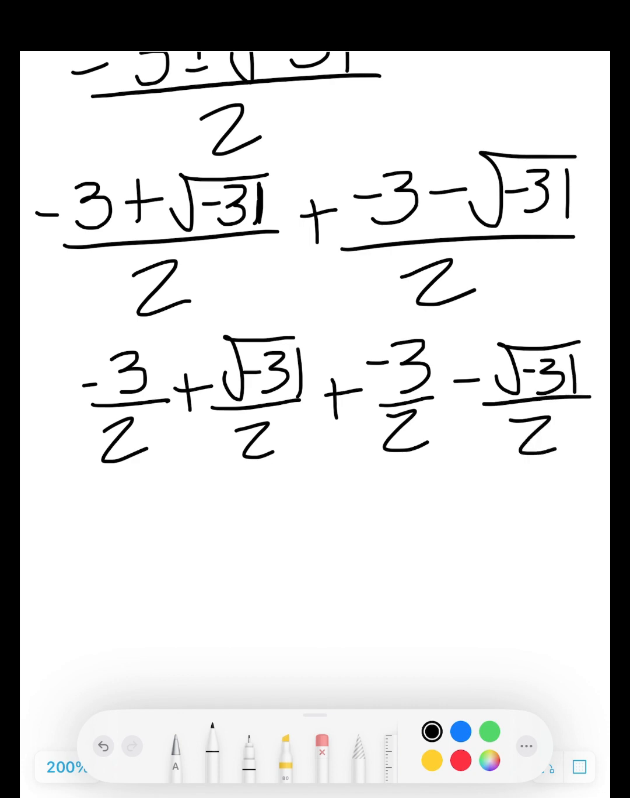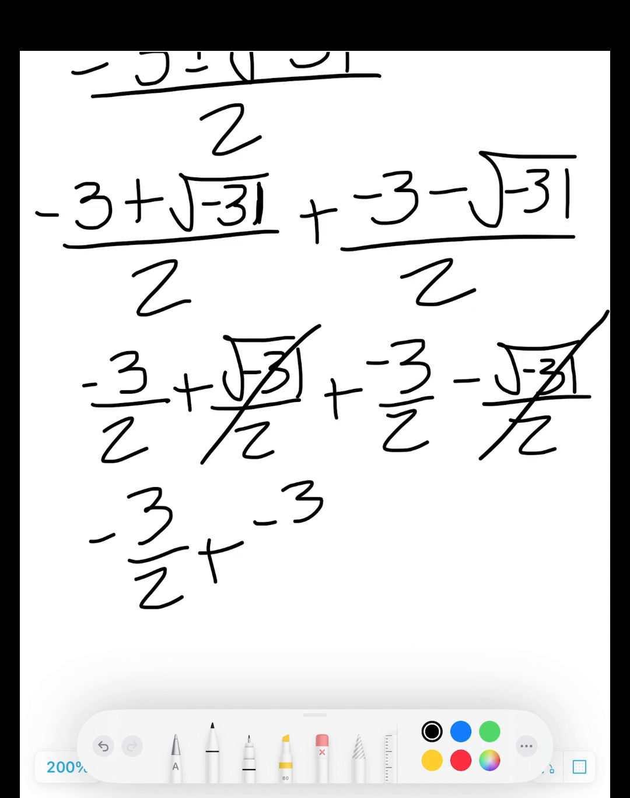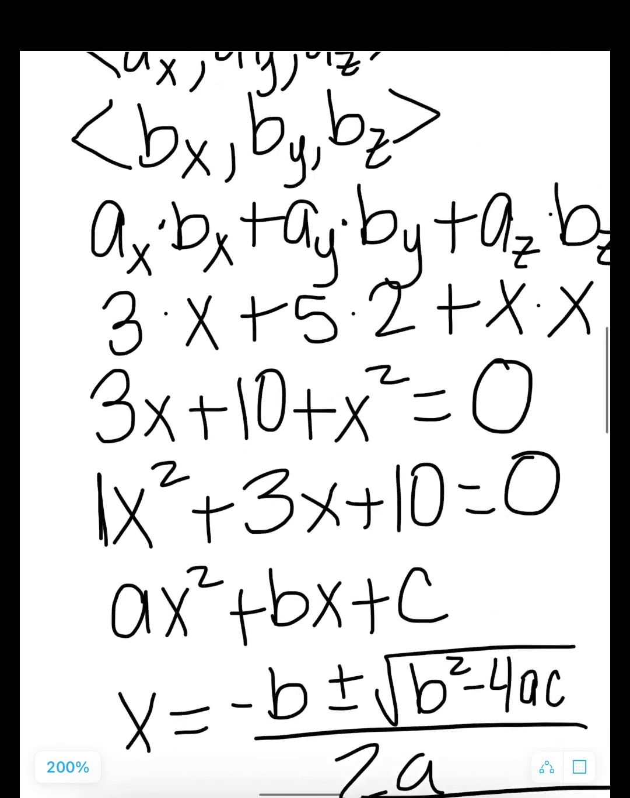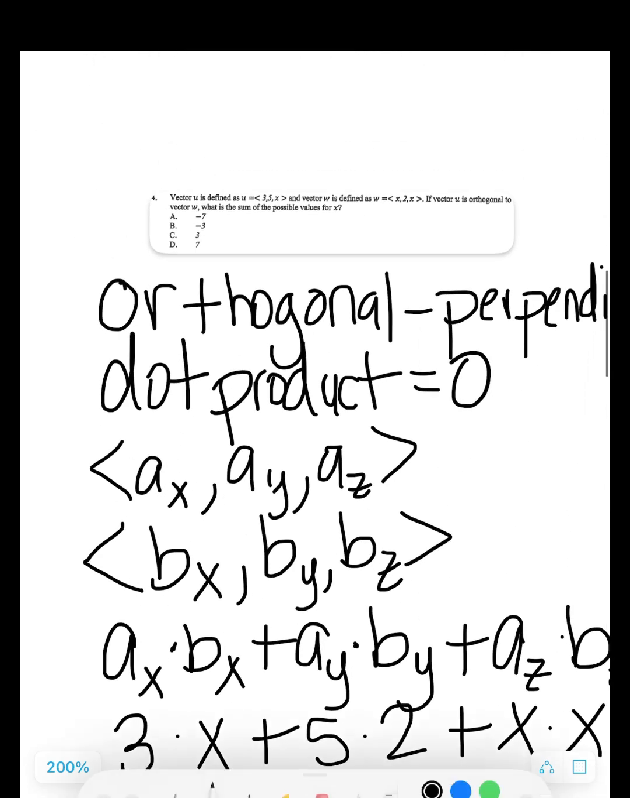And something nice happens here. These radicals cancel out. We have a positive and a negative version of the same thing. All right, now here we're going to be adding together 2 negative 3 over 2's. So that's going to give me negative 6 over 2, which gives me negative 3. So if we go back up to our answers, the answer to this one is B.